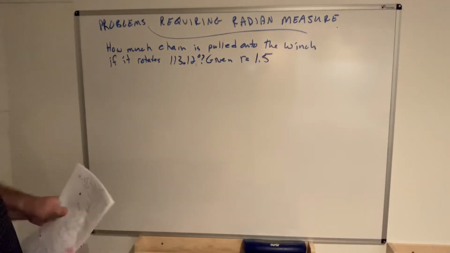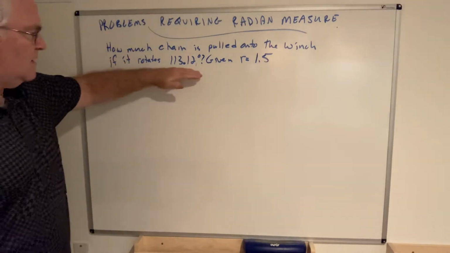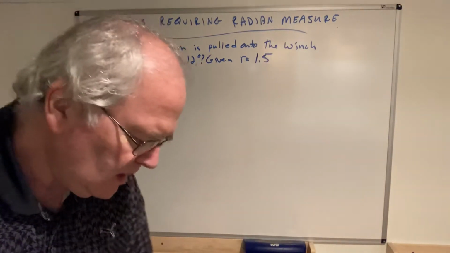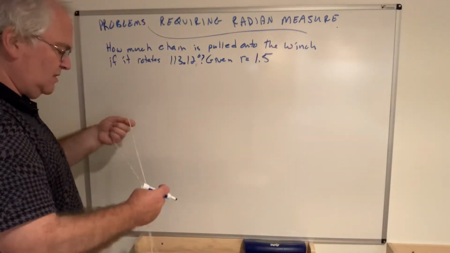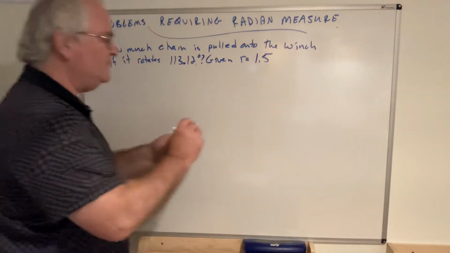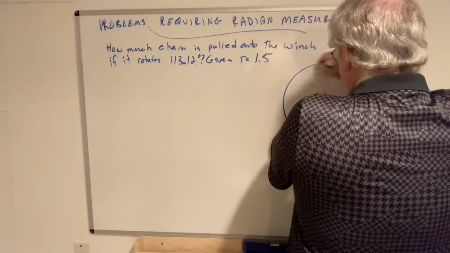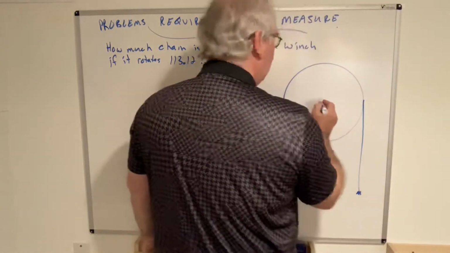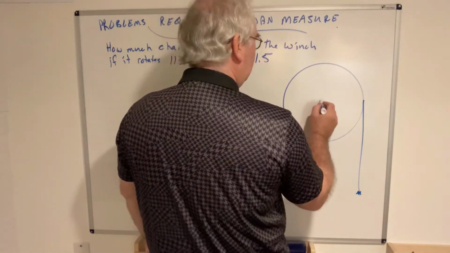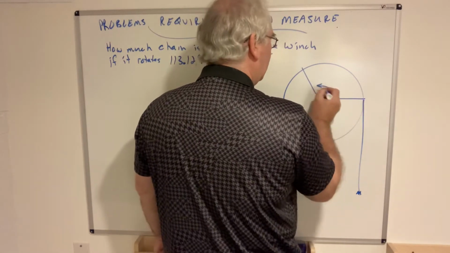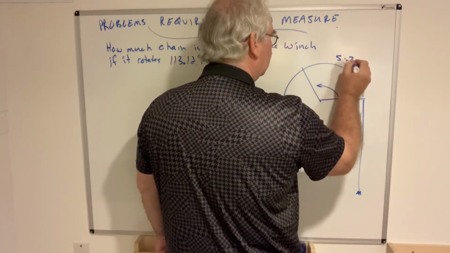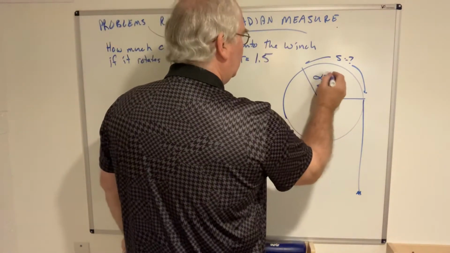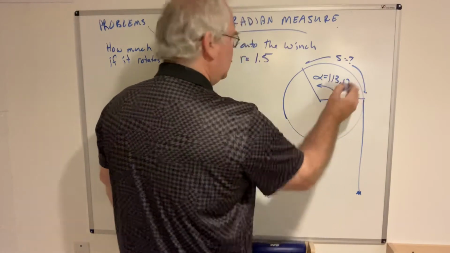All right, so the question is, how much chain is pulled up if it rotates this angle and given that radius? So it's the same problem as before. Again, you don't necessarily need this, but I'll sketch a little picture of what we have going on. So here's my little winch over here, and here's the weight down here at the bottom. And this is rotating through 113.12 degrees. So the question is, what is the arc length if this is alpha equals 113.12 degrees?